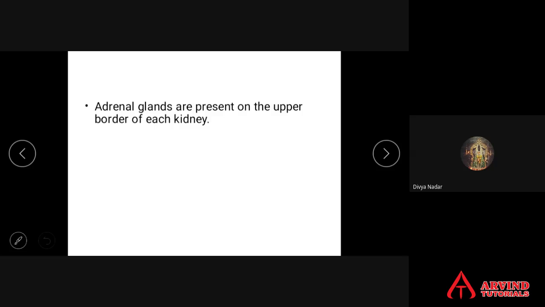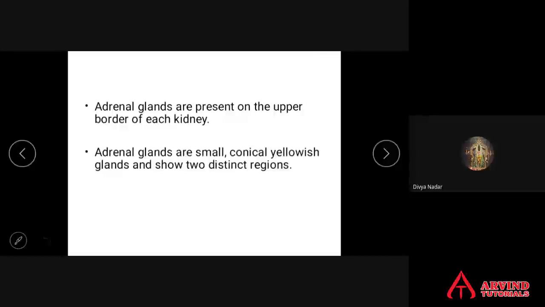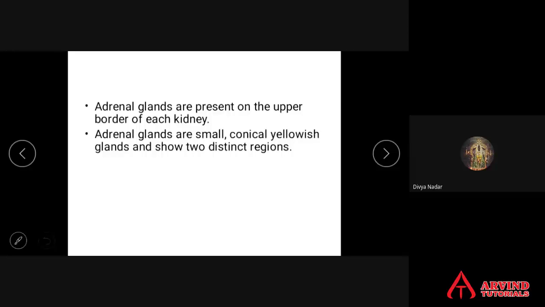Adrenal glands are present on the upper border of each kidney. Adrenal glands are small, conical, yellowish, and show two distinct regions internally. The outer part is called adrenal cortex, and the inner part is called adrenal medulla.